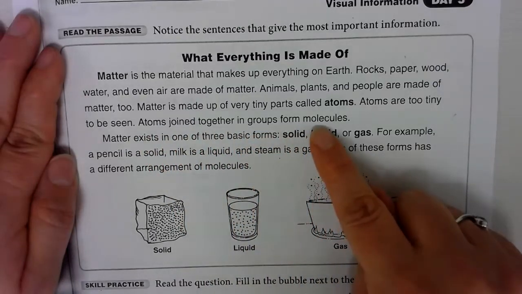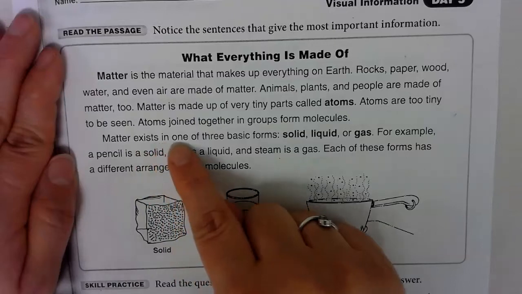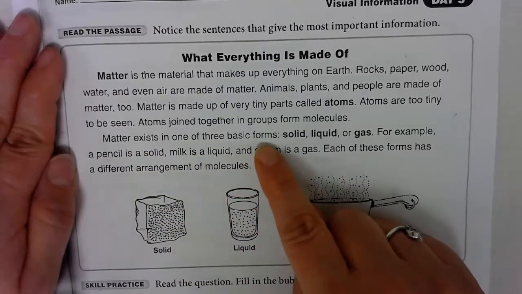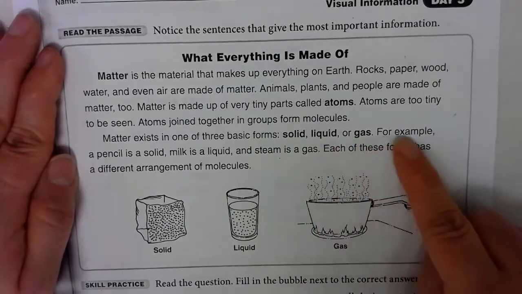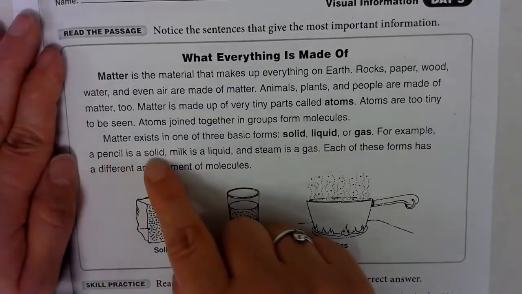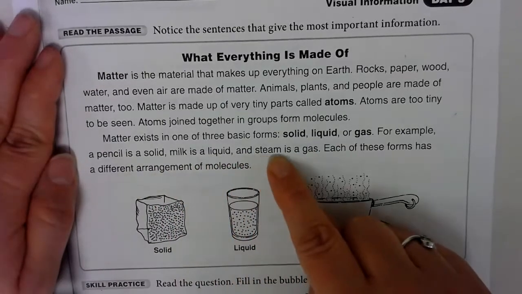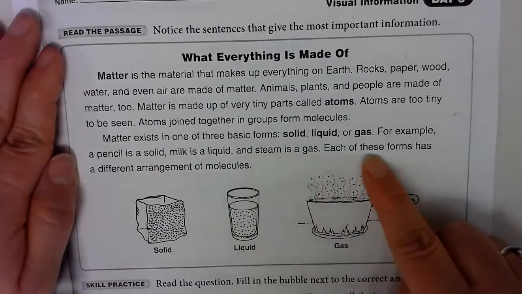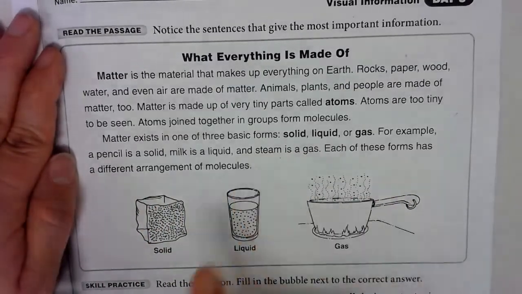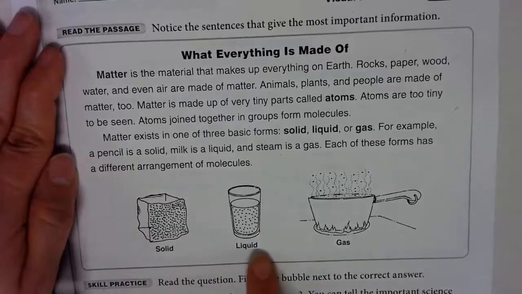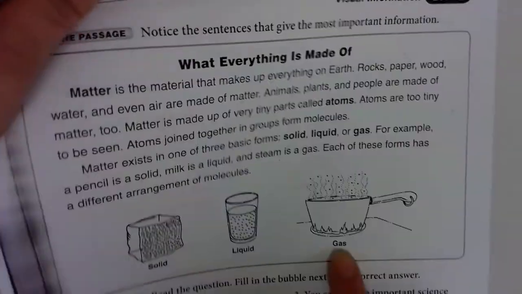groups form molecules. Matter exists in one of 3 basic forms: solid, liquid, or gas. For example, a pencil is a solid, milk is a liquid, and steam is a gas. Each of these forms has a different arrangement of molecules: solid, liquid, gas.